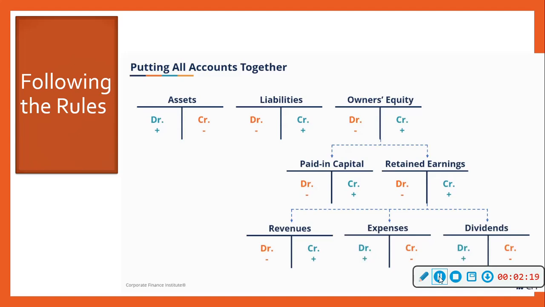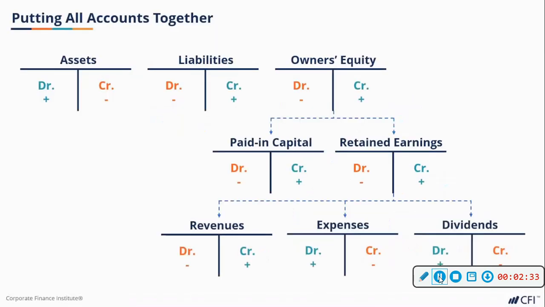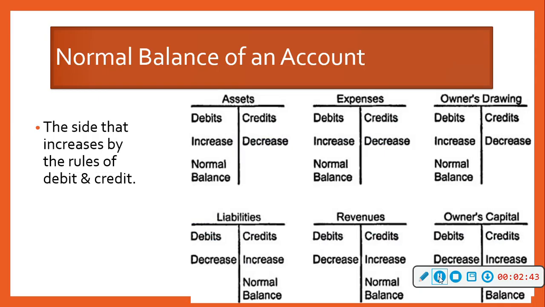So there are a few different ways that we can try to group them and have an idea of what is what. But at this point, we're just going to use that cheat sheet, okay? And then in the future, we're going to do examples where you will see this play out. But just get a good look at this just to see which side is increasing and which side is actually decreasing. So the normal balance of an account, this is something we're going to talk about a little bit more in the future. Basically, the normal balance is just which side increases according to the rules of debit and credit.